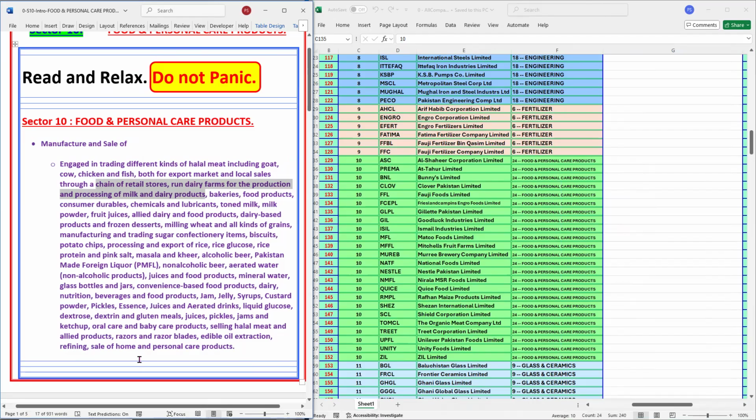Chain of retail stores, run dairy farms for production and processing of milk and dairy products, bakeries, food products, consumer durables, chemicals and lubricants, toned milk and powder milk, and all the list goes on. You don't have to know the details of all of these things. Nobody knows the details of these things. Well, you get a feel of it. When you need it, when you want to deal with it, then you learn more about it. That's how it goes. So having said that, you can read all of this.